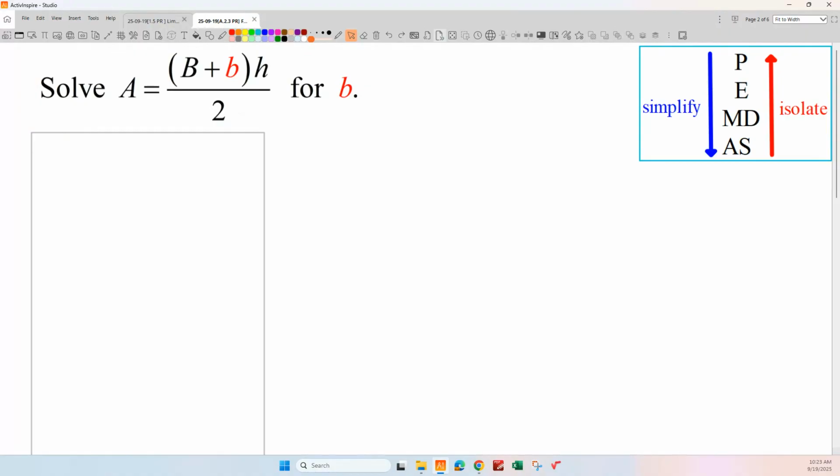In this formula, this is for the area of a trapezoid, and we're solving for area by plugging in the lengths of the bases of the trapezoid and the height of the trapezoid. If I plug those numbers in, it outputs area, right? You probably remember that from last year.